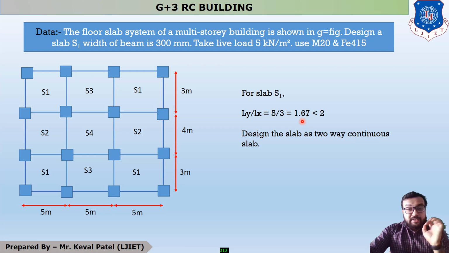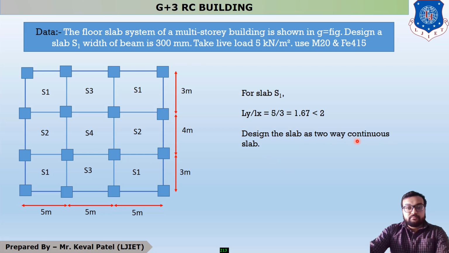If your ratio is equal to 2, then it is classified as a one-way slab, because it was already discussed in our introductory session that if your Ly by Lx ratio is greater than or equal to 2, then it is classified as a one-way slab. But in this example, your Ly by Lx ratio is less than 2, so it is classified as a two-way slab. So you have to design your slab as a two-way continuous slab.